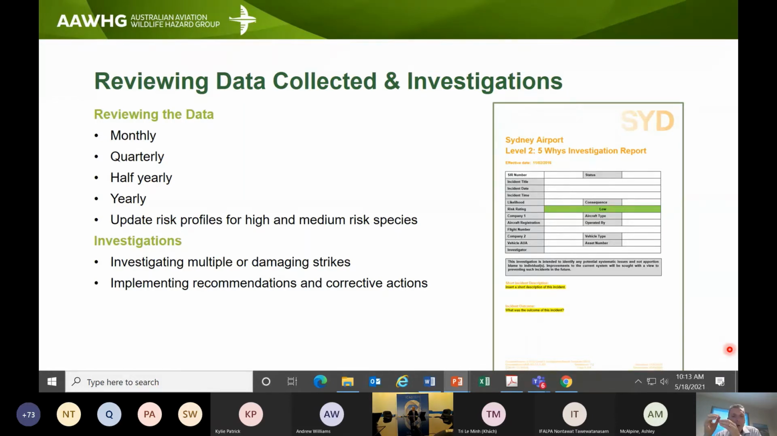So staff are aware of what changes may need to be done in terms of the way we manage wildlife on the airfield. It might relate to when we do our mowing. So it's important that the recommendation and corrective actions are communicated back to the staff that are actually managing the wildlife each day. Next slide, please.